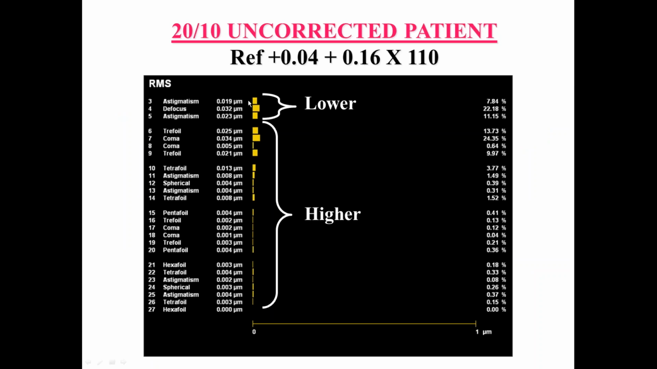This shows you on these kind of bar graphs the low order aberrations in a patient with 20/10 uncorrected vision and no significant refractive error. Their low order aberrations are extremely low, and their high order aberrations are extremely low. This person has about as good a visual system as one could ever have.